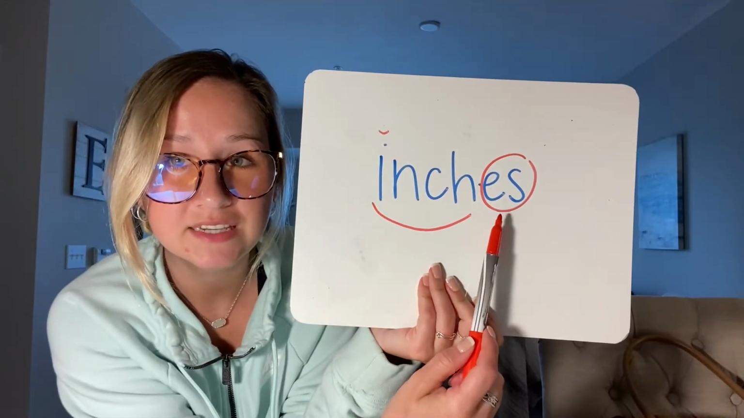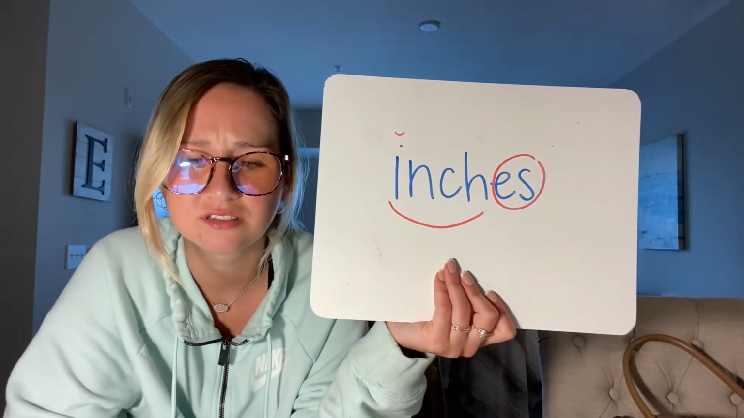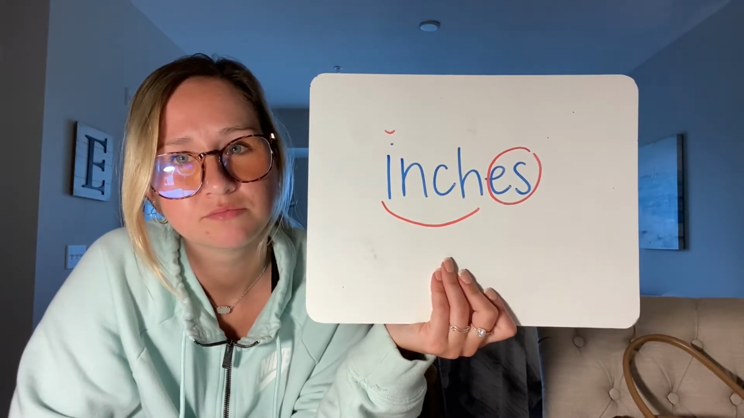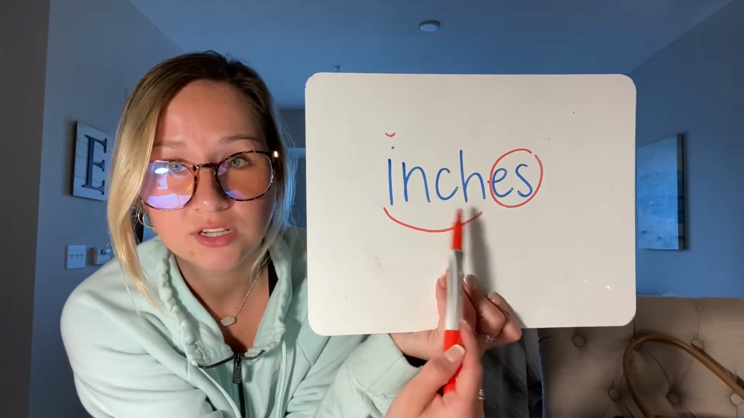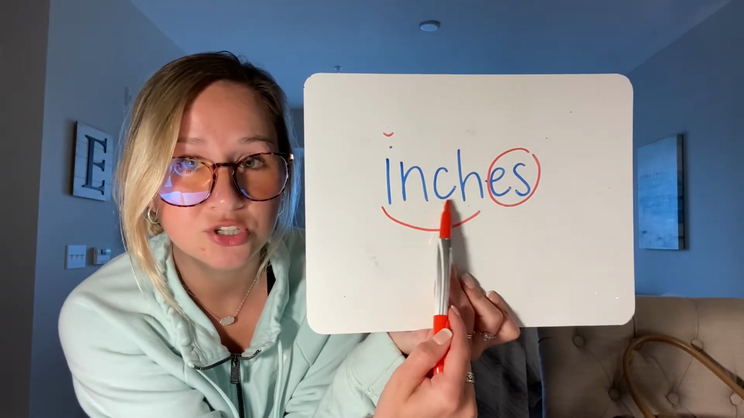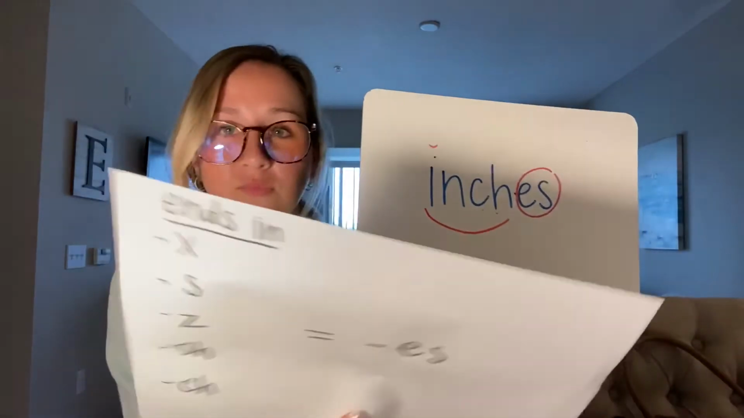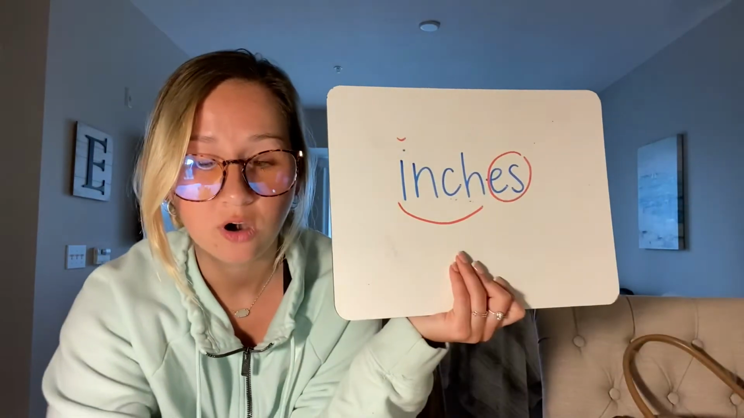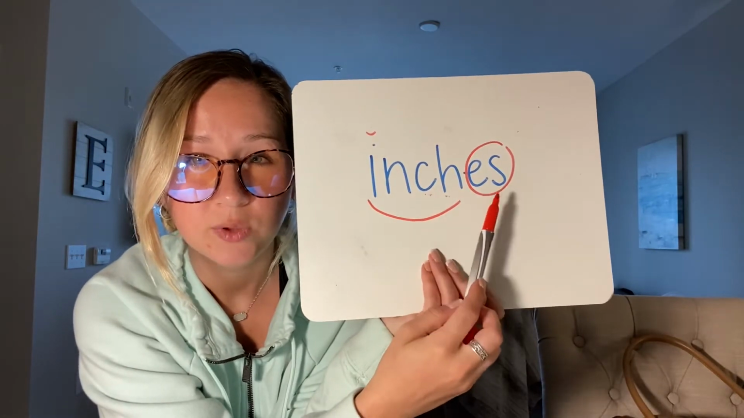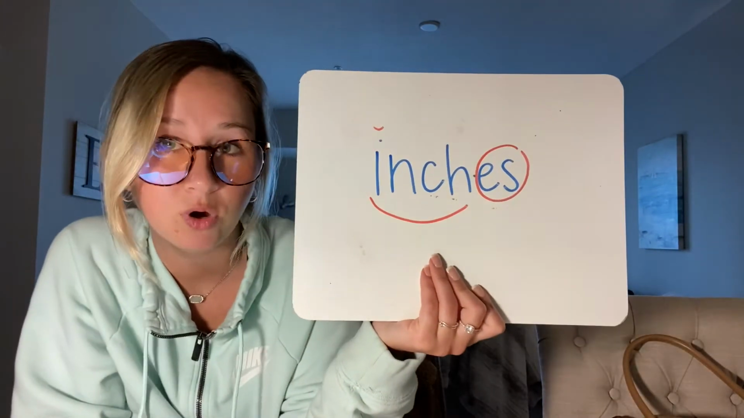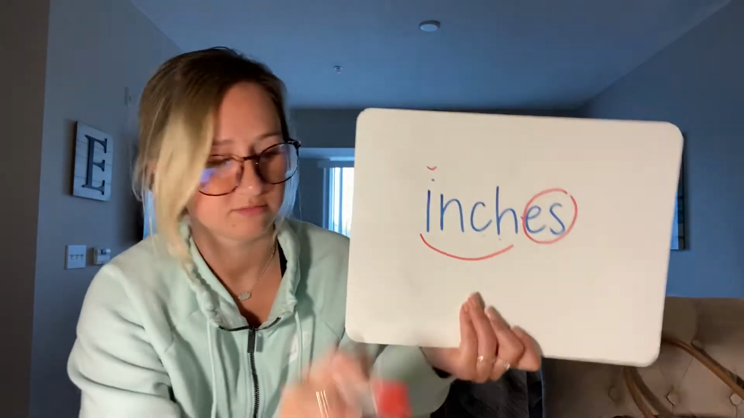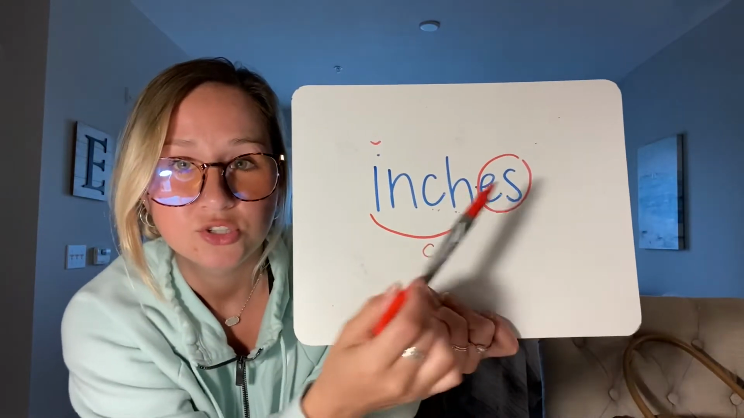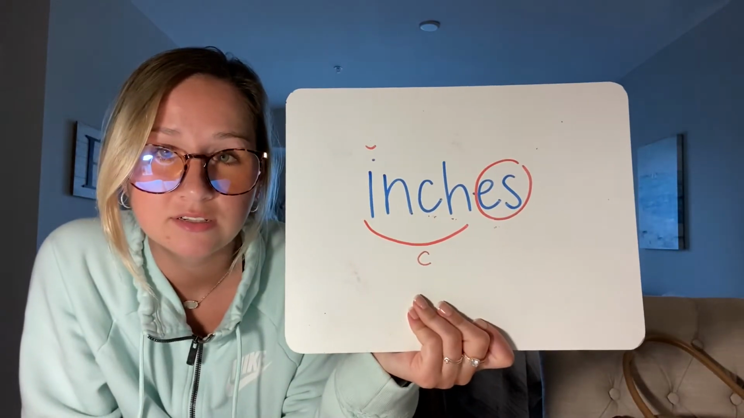So notice we have its ES suffix. So why is there an ES suffix? Why is it spelled like that? Because our word inch is our base word and it ends with CH, which is one of our letters that get the ES suffix. So our word inch ends with CH, so we added the ES suffix. And then we marked it up, inch, closed syllable, marked our short I, circled our suffix, and there you have it, inches.